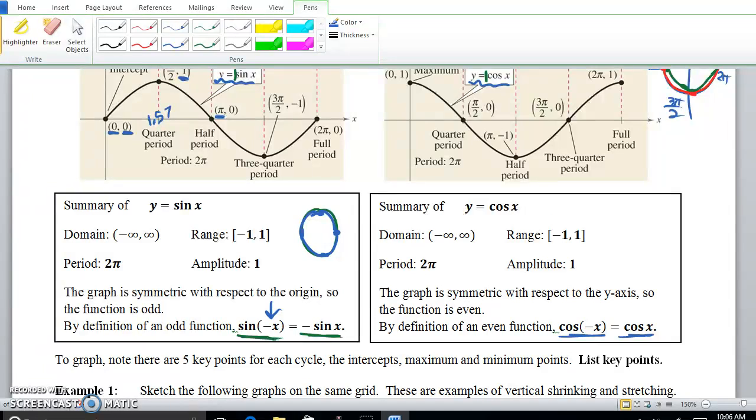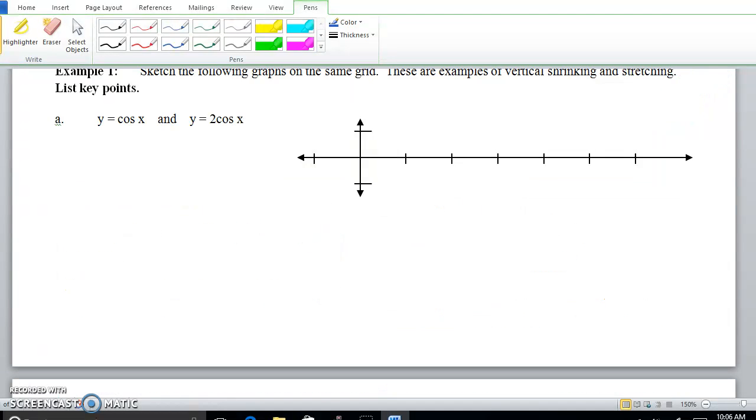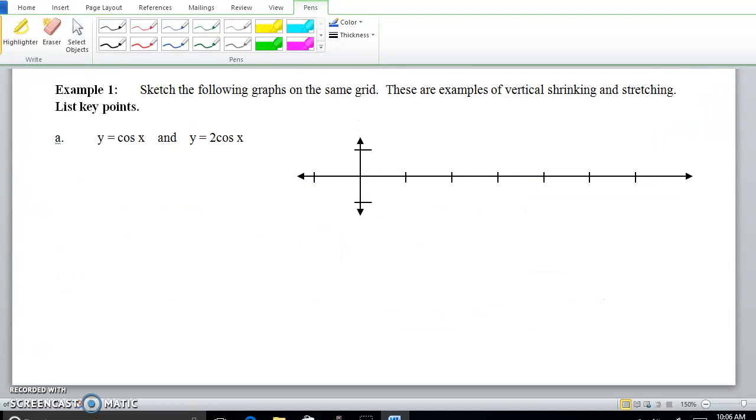Let's see if I can move down here a little faster. There we go. All right. So this first one, basically you're looking for the 5 key points. And if you go back and look at the graph up above, you'd see the 5 key points. But I'll go ahead and do the unit circle again real quick.